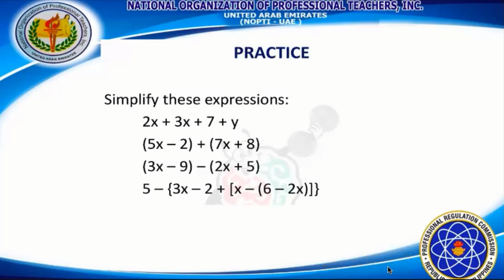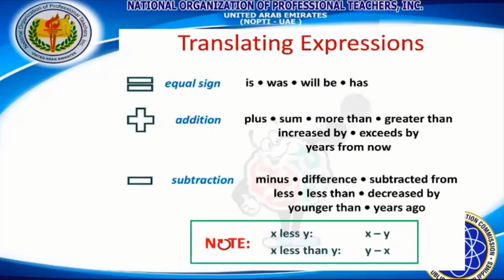Okay, same din ito sa ano. Okay, let's proceed to translating expressions. Oh, ito na yung sa may the heart of algebra. Equal sign, pwedeng is, was, will be, has, kasi syempre sa worded problems, equal sign can be ito. Addition plus sum, more than, greater than, increased by, exceeds by, years from now, plus lahat yon.